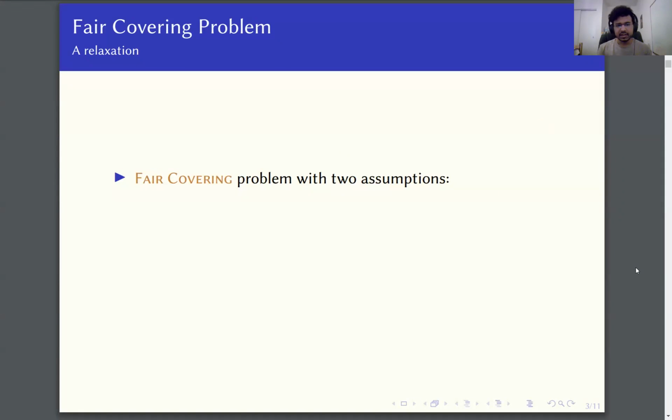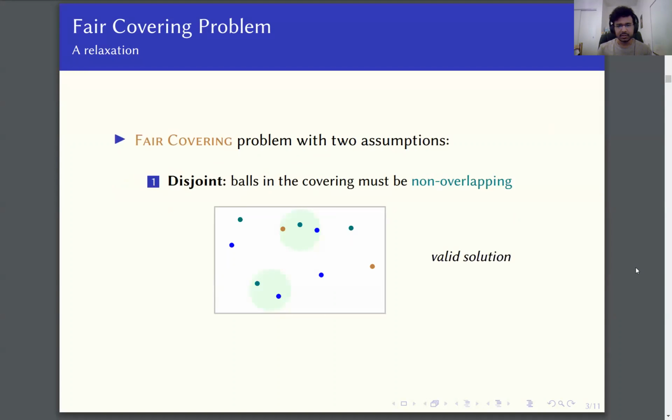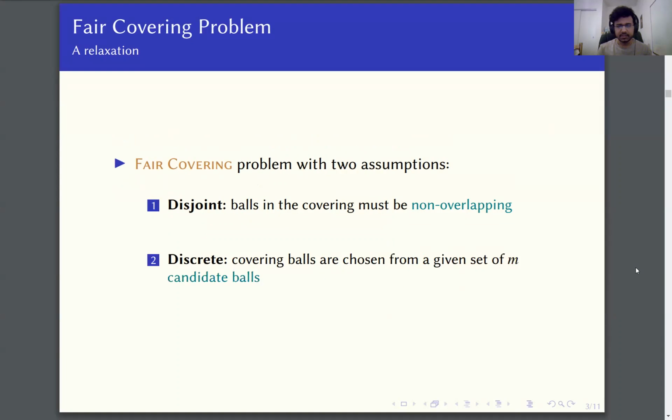In this work, we consider the fair covering problem with 2 additional assumptions. First, we consider disjointness, which entails that balls in the covering must be non-overlapping. Hence, a solution like this is a valid solution for the fair covering problem, but a solution like this is an invalid solution. Next, we consider discreteness. In this case, in the input, along with the colored set of points, we are given a candidate set of m unit radius balls. And the solution can only choose the balls from this candidate set. Hence, the input to the fair covering problem now looks like this.